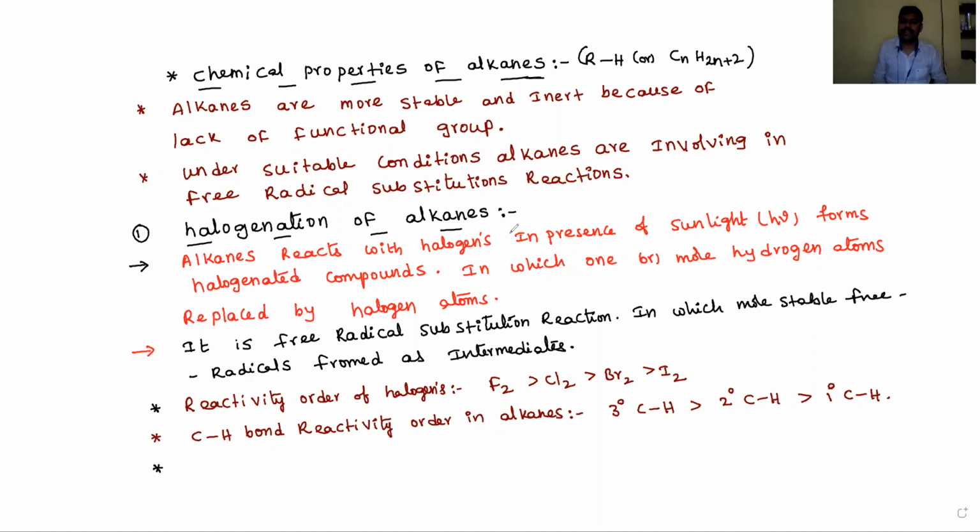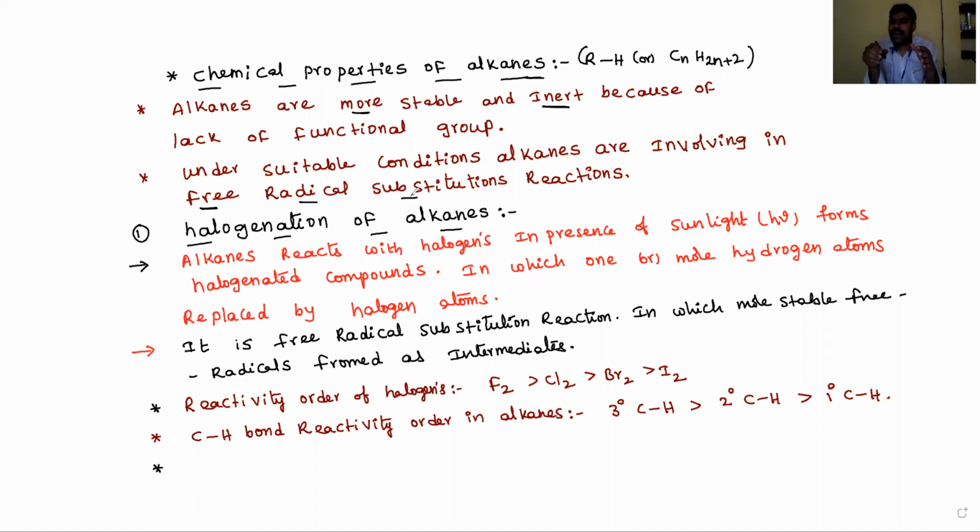That's why alkanes are more stable. Alkanes are more stable, chemically inert and less reactive because of the lack of a functional group. Under suitable conditions, alkanes mostly undergo free radical substitution reactions. Okay, dear students, free radical substitution reactions.